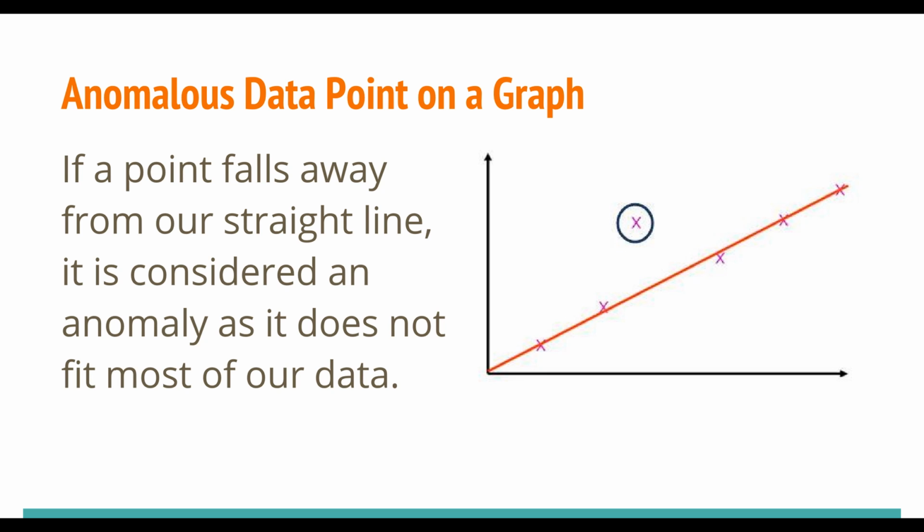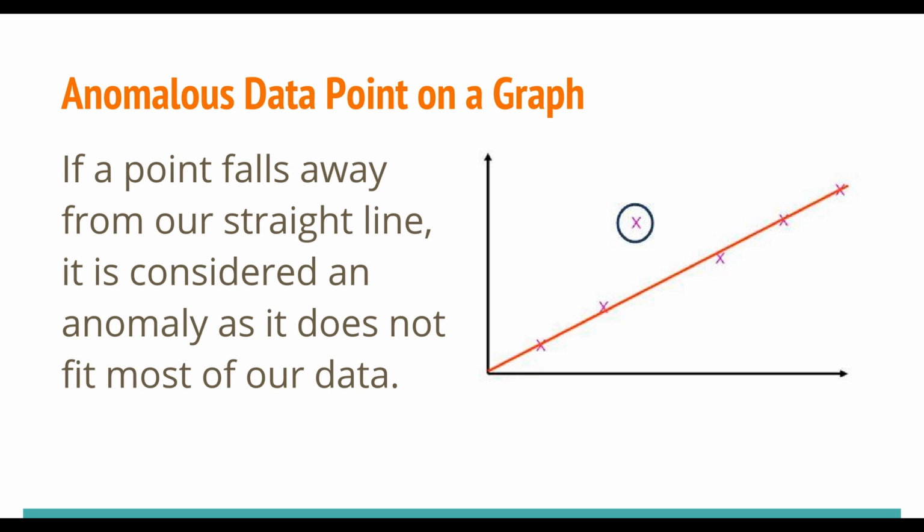So kind of touching on what we talked about, anomalous data, or sometimes I refer to them as an outlier. We talked about them in our last section of 3.2, and now looking at how this looks on a graph. Graphs are a really good tool, and make it really easy to determine if you have data that doesn't seem to belong. And so here, we know we have an anomalous data point. If the point falls away from our straight line, it is considered to be an anomaly, as it does not fit most of our data.